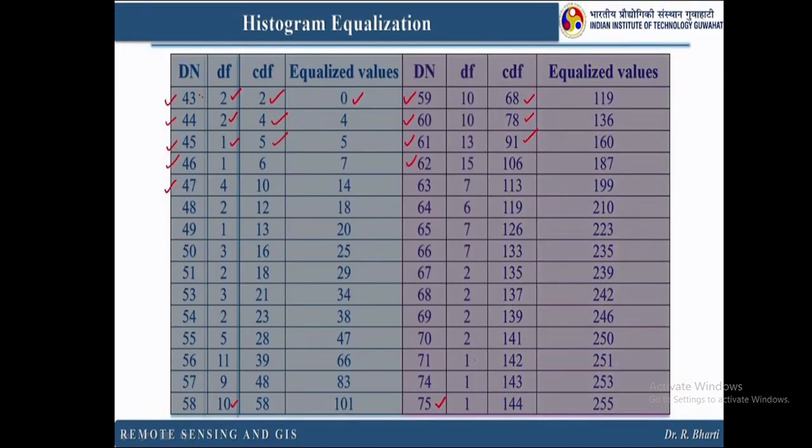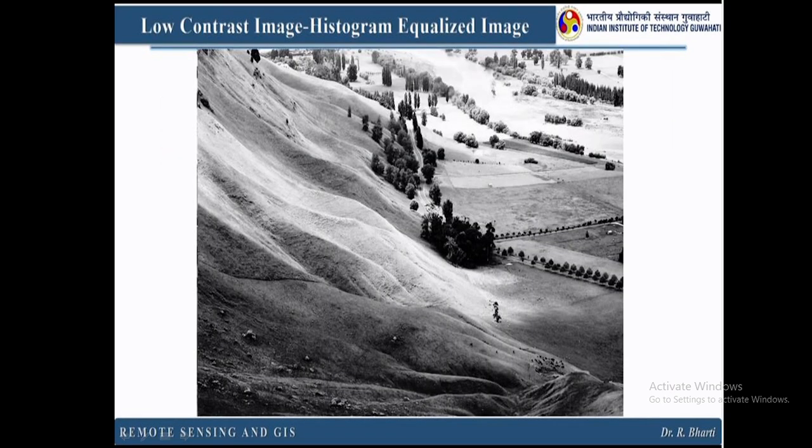For DN value 59, DF is 10 and CDF is 68, and the equalized number is 119. So the equalized values change, for example 10 to 75 and 68 to 144. This is one low contrast image and its histogram equalized image.